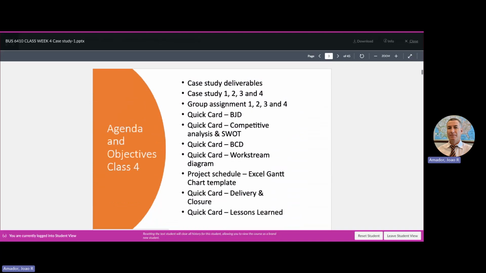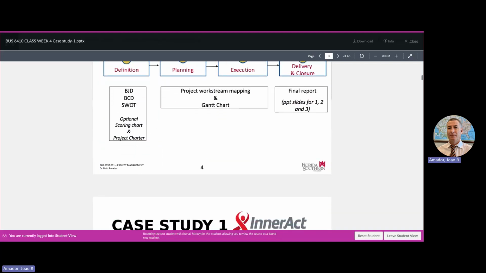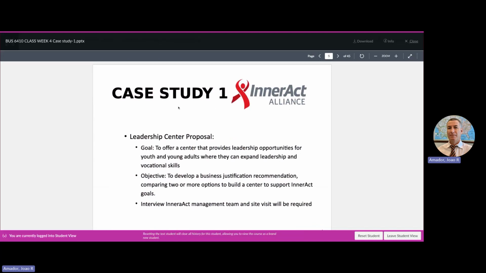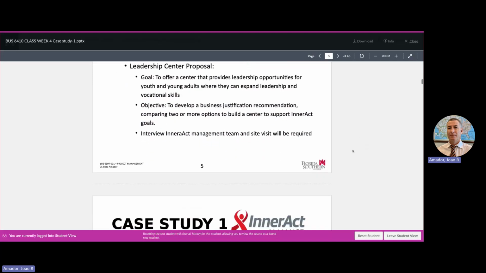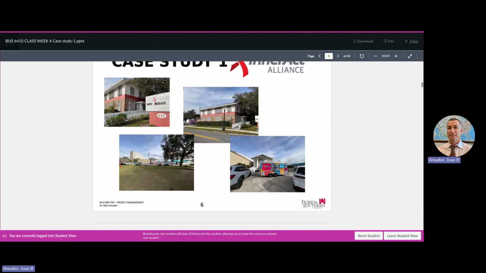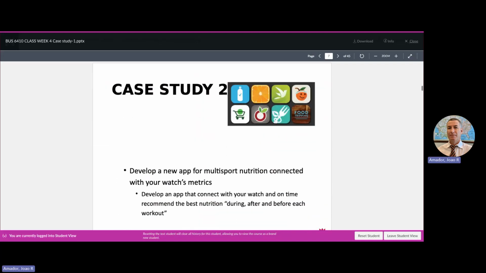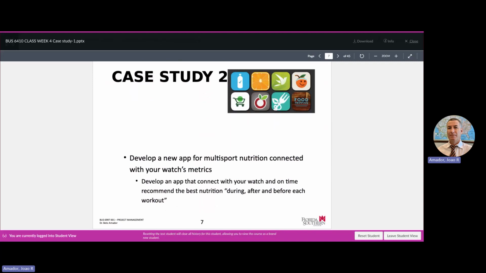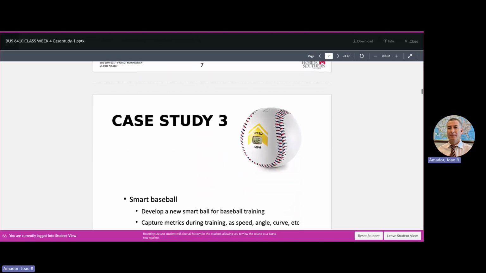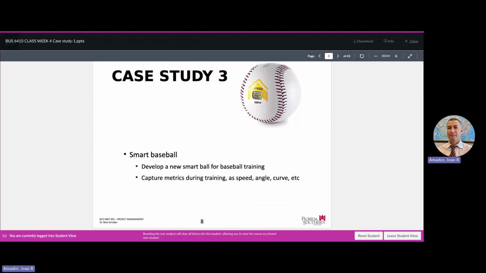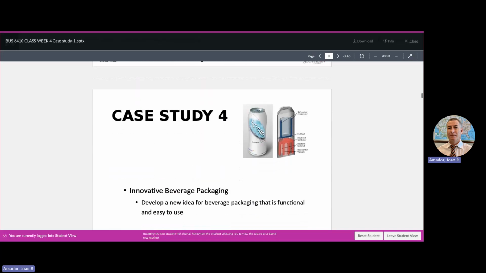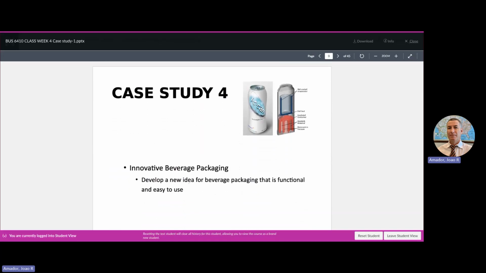So on this module 4 for week 4, you're going to find each of the cases. This is case study 1. This group is going to work with Interact Alliance. There are some highlights about this project, and we're going to be reviewing this together. So, some pictures. The second, case study 2, is to develop a new app for multi-sport nutrition, connected with your watch's metrics. Case study 3 is a smart baseball, so we're going to talk more about that. And case study 4 will be innovative beverage packaging.